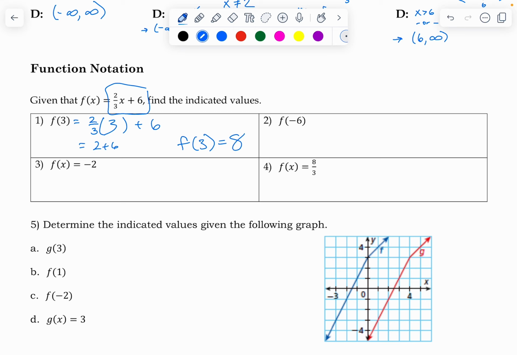The next one, f of -6, would be equal to 2/3 of whatever we put in for x. What are we putting in? We're putting in -6. Here's how I think through this: 3 goes into 6 2 times, and so now I see 2 times -2, which is -4. So -4 plus 6. F of -6 is equal to +2.